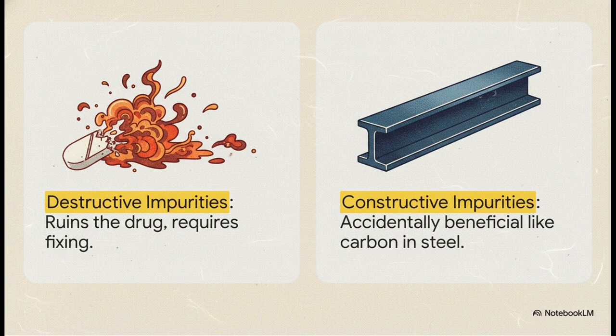A classic science example is iron. Pure iron is relatively soft, right? But if an impurity of less than 2% carbon accidentally mixes in, boom, you get steel. Sometimes an impurity creates a way stronger product. Although, to be fair, in pharmaceuticals, we almost never want to leave that kind of thing up to chance.